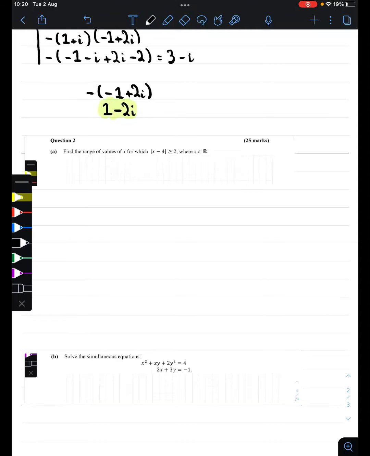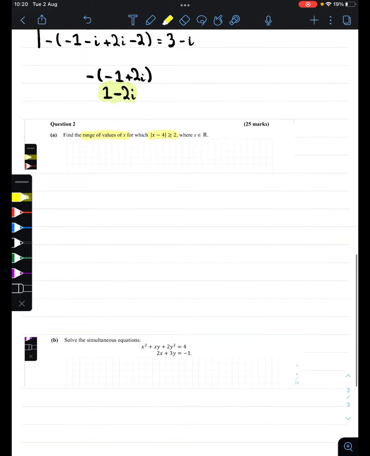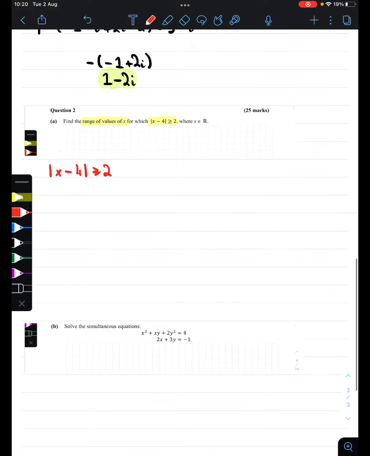Hi guys, so today we're going to take a look at question 2 from paper 1 of the 2016 exam. We want to find the range of values of x for which the magnitude of x minus 4 is greater than 2, where x is real. So our inequality is |x - 4| > 2. Okay, well, what does that mean?